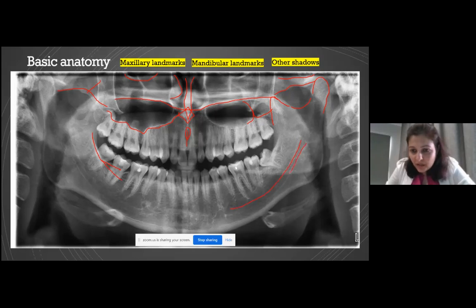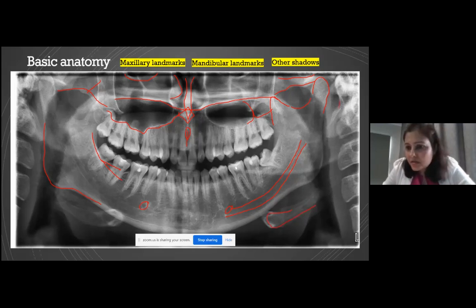All right, so I'm tracing out both the upper and the lower border of the mandibular canal. This is your angle of the mandible, sometimes called the gonial angle. And here you can see the mental foramen on this side as well. This is the lower border of the mandible, and this is your hyoid bone. Right, so have I missed anything?